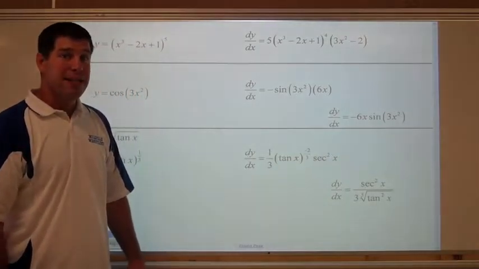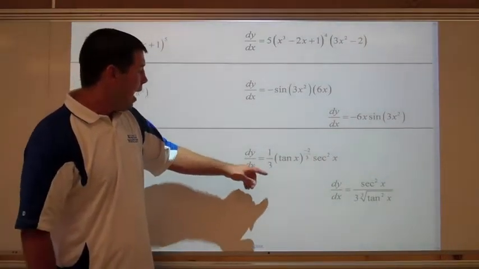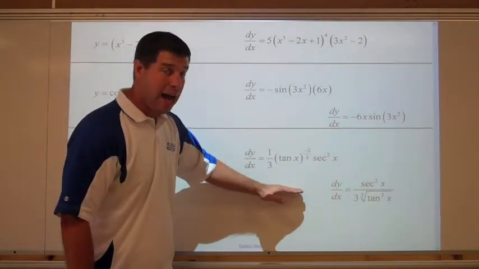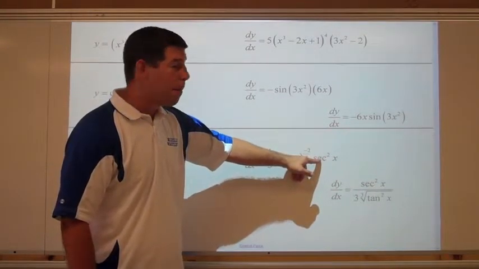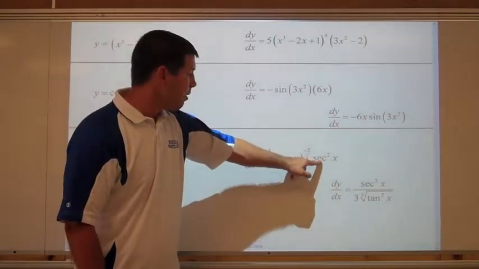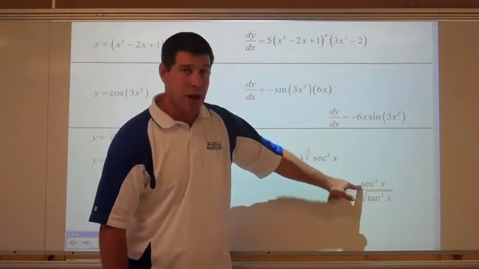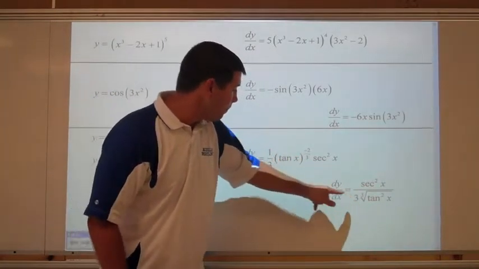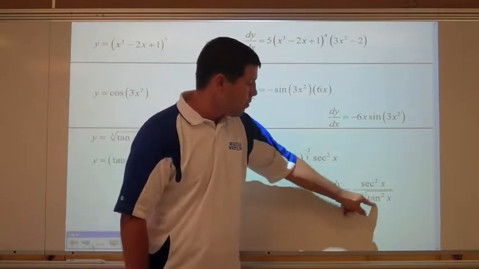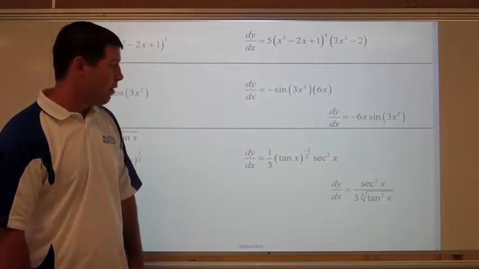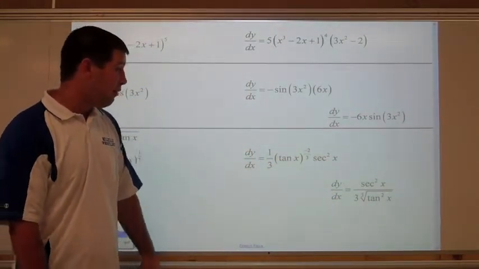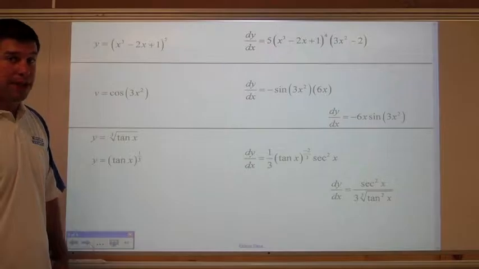Now we want to simplify this a little bit. I have a 1/3, I have a tan to a negative exponent, so I can throw that in the denominator, and I have a secant squared to a positive exponent, so I'm going to leave that in the numerator. 1 on the top, secant squared on the top. So my final derivative has a secant squared on the top, 3 on the bottom, tan to the negative 2/3 is like 1 over tan to the 2/3, so the cube root of tan squared of x in our denominator, and there you go, our simplified derivative of the cube root of tan of x.